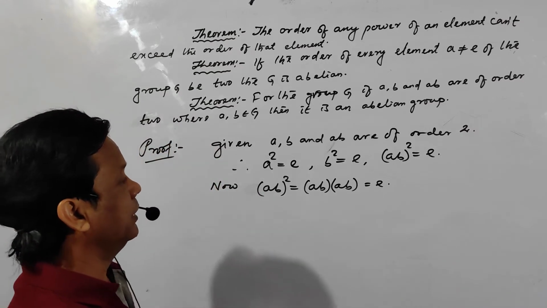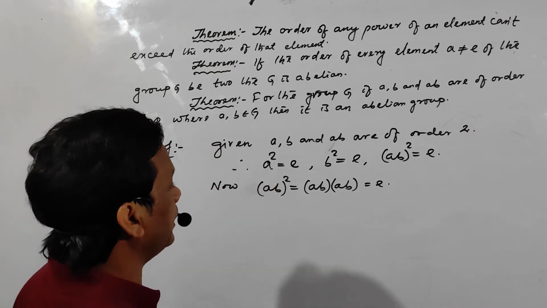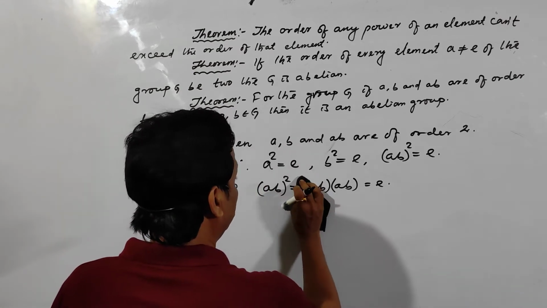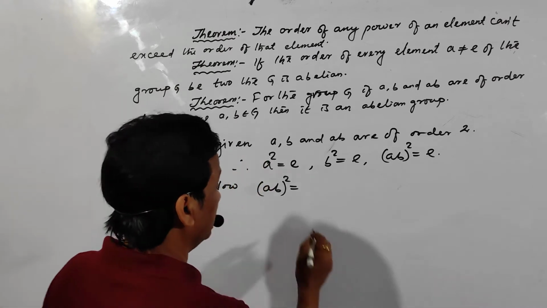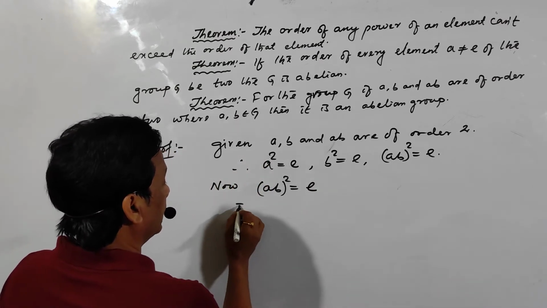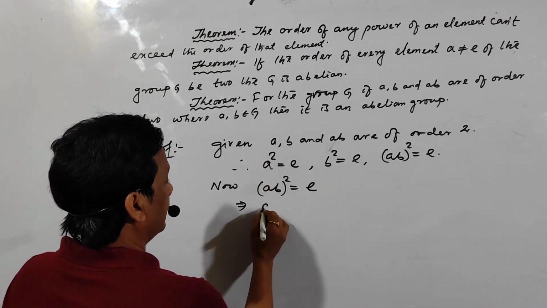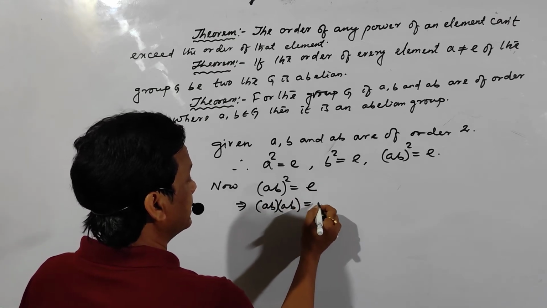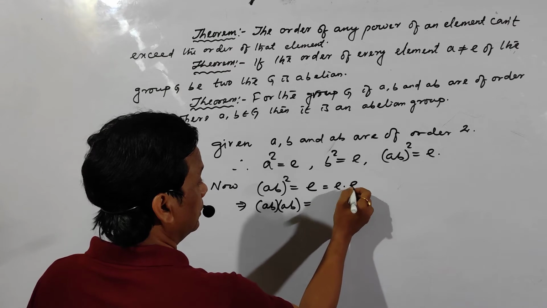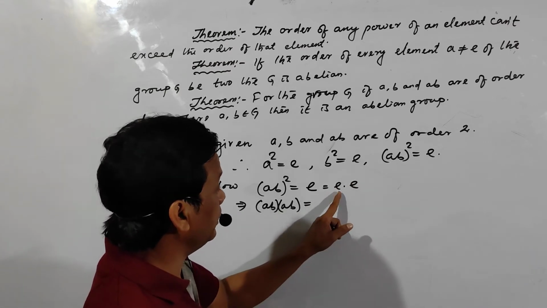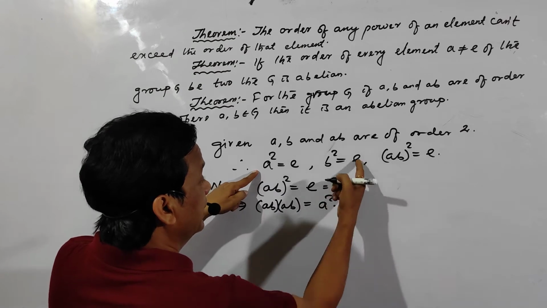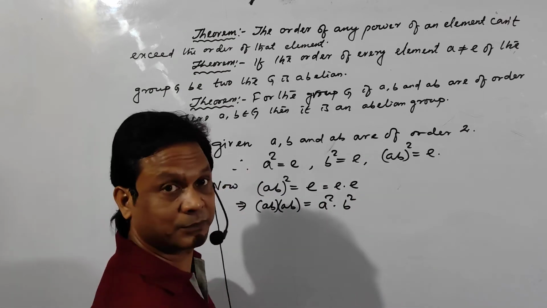So, tell me how to do this one. Another easy way I am going to tell you. Very easy method. E is equal to AB into AB, and E can be written as E into E. So in place of the first E I am writing A square, and in place of the second E I am writing B square. I can write like this.